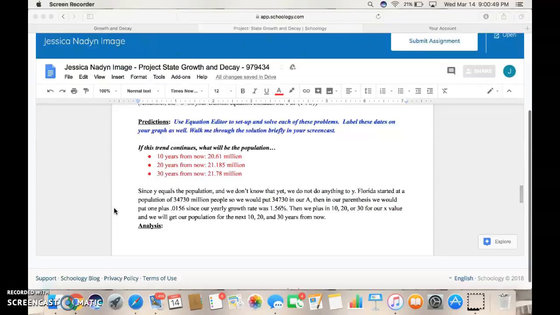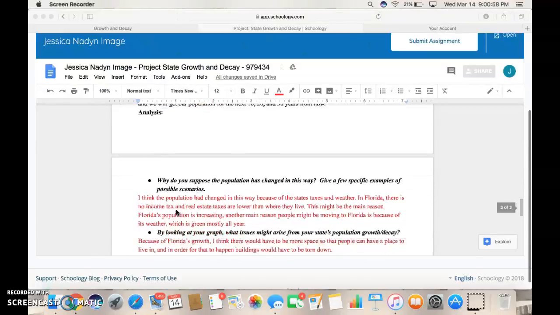10 years from now, it would be 20.61 million. 20 years from now, it would be 21.185 million. And 30 years from now, it would be 21.78 million.